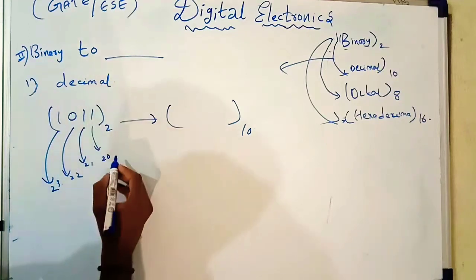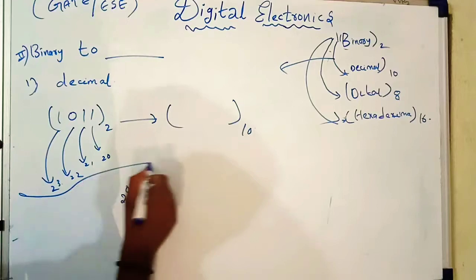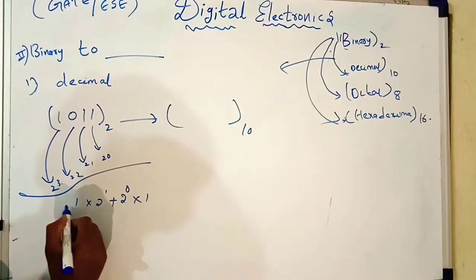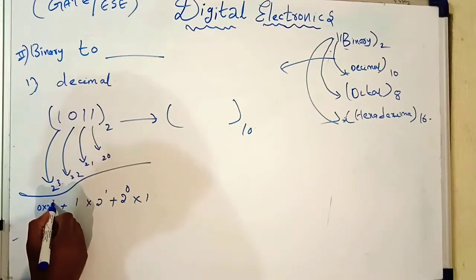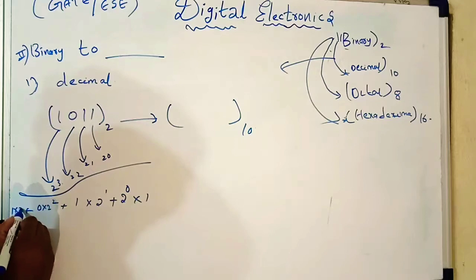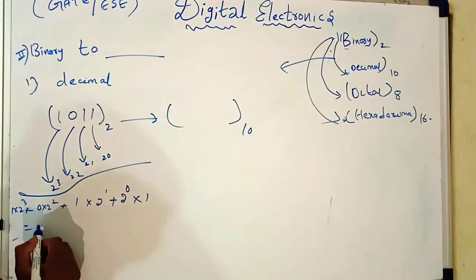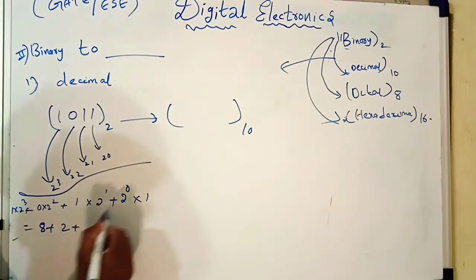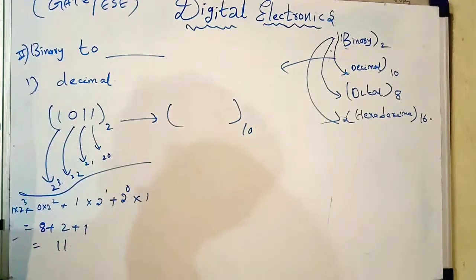2 cube. This is 2 power 0 into 1 plus 2 power 1 into 1 plus 0 into 2 square plus 1 into 2 cube. Just add: 2 cube into 1, 8, plus 1 into 2, plus 2 power 0, 1. This is 11. We can also check another way.